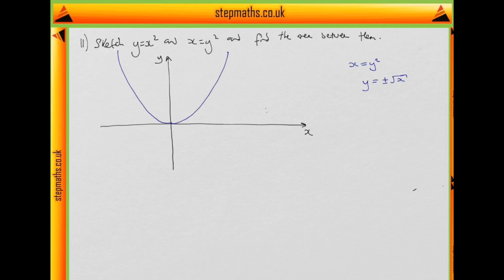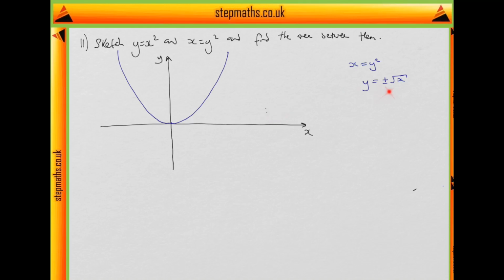So think about when this is defined. Well, we know that we can't take the square root of a negative number. We can't have a real number coming out of that. And clearly, this means that we can't have x less than 0. So this graph is not defined below the x equals 0 point. So we only have it over here.